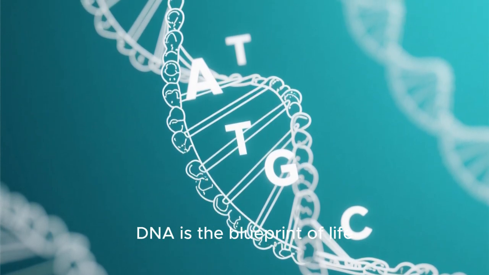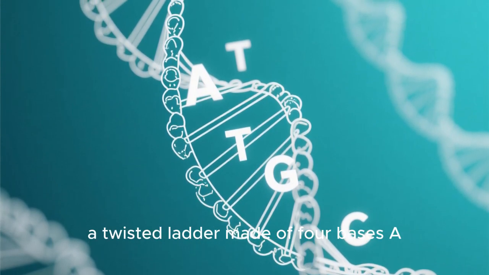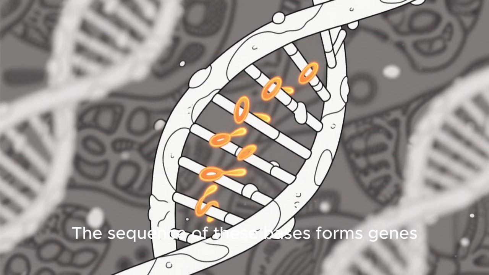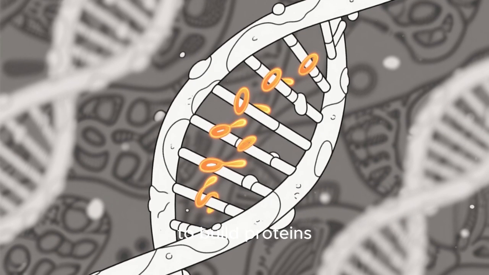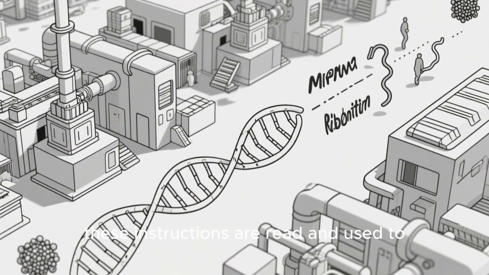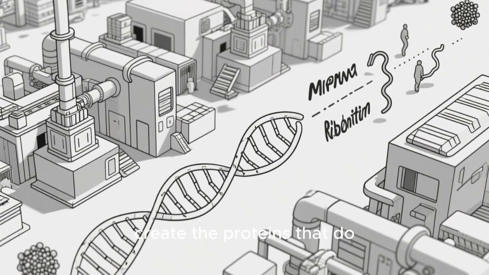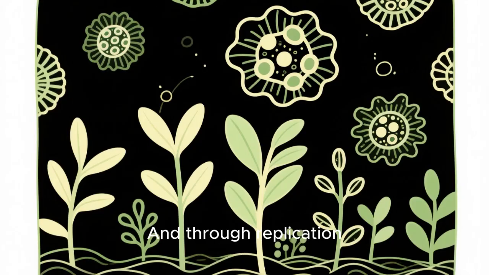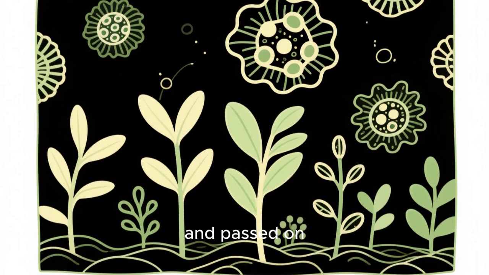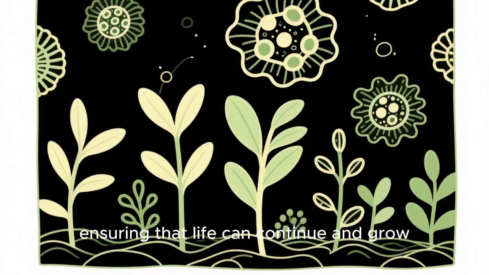DNA is the blueprint of life, a twisted ladder made of four bases: A, T, G, and C. The sequence of these bases forms genes, which contain the instructions to build proteins. Through transcription and translation, these instructions are read and used to create the proteins that do all the work in our cells. And through replication, this vital information is copied and passed on, ensuring that life can continue and grow.